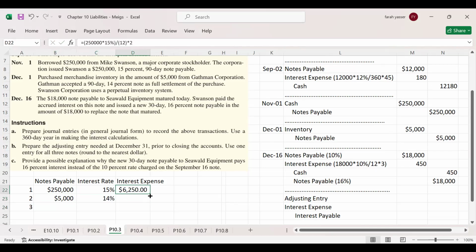So we are calculating it in a similar way. The total note payable is 5,000. The interest rate is 14%. Divide by 12, multiply by 1 month. We are going to calculate it for 1 month, which is $58.33.